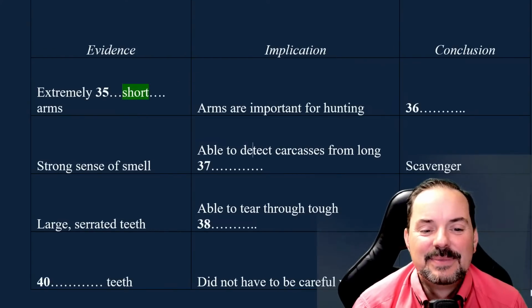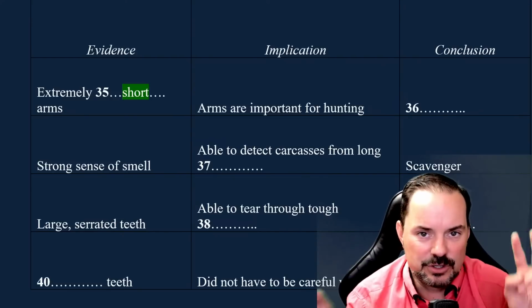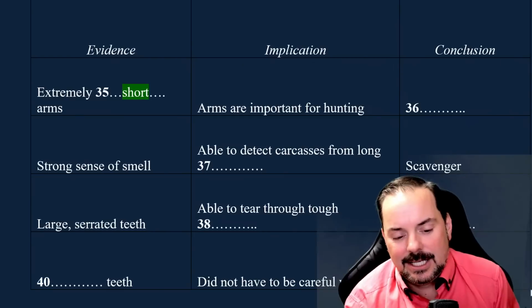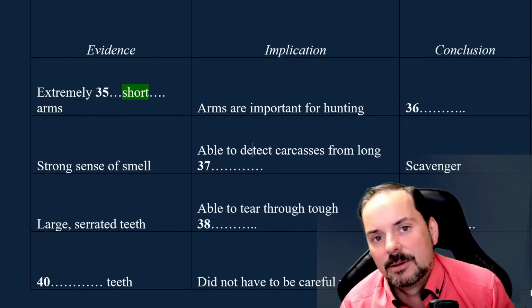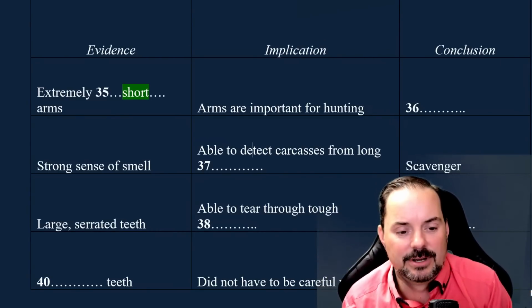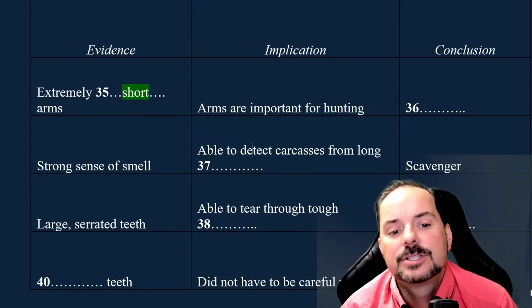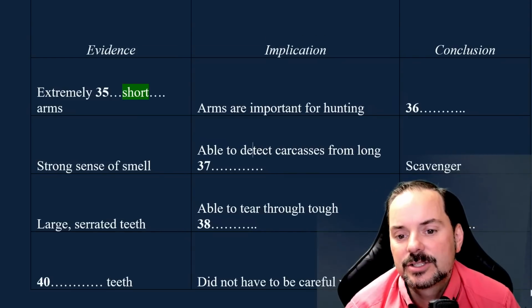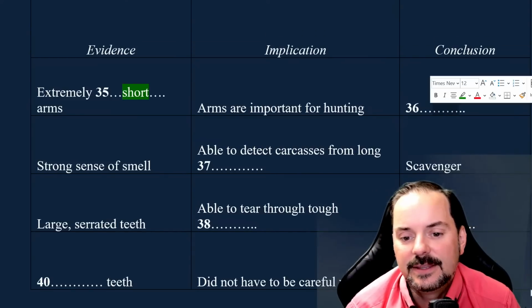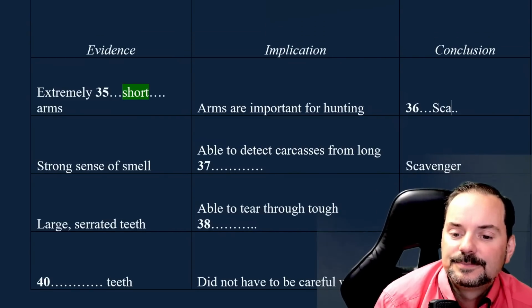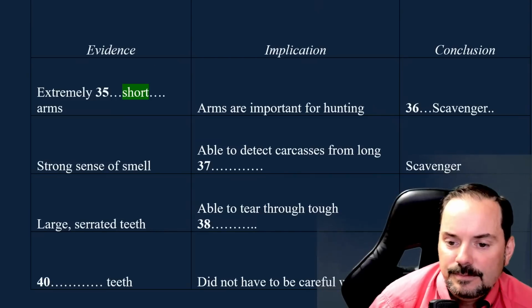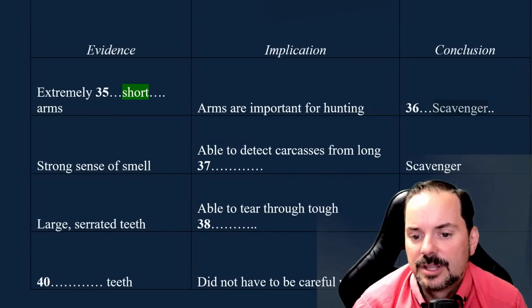Keep it simple. Arms are important for hunting, so if you have short little arms, I'm gonna get you. You can probably punch them out. Probably not. Their head is huge. So their arms are important for hunting. So therefore, it's most likely that the T-Rex is a scavenger, number 36.